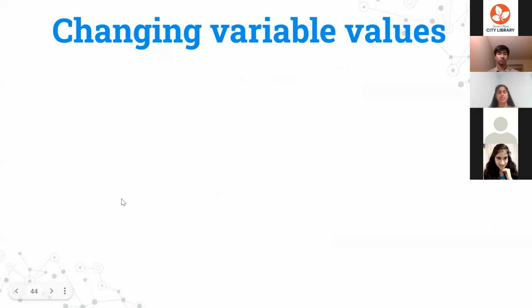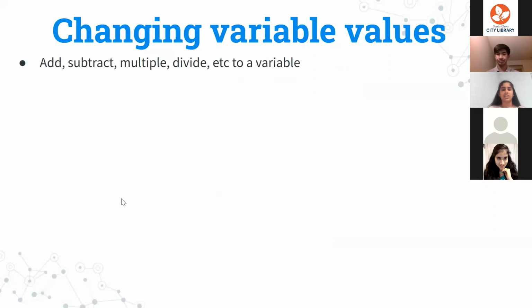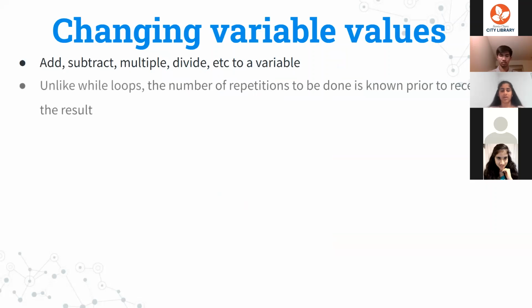Okay, so the next concept we're going to learn is changing variable values. So what if you want to add, subtract, multiply, divide, or do something else to your variable? Well, Python has a way to do this. Unlike while loops, the number of repetitions to be done is known prior to receiving the result. And I know that might not really make sense at this point, but it's okay. It's not very important for beginning stages, but as you get more advanced into Python, it will make more sense.